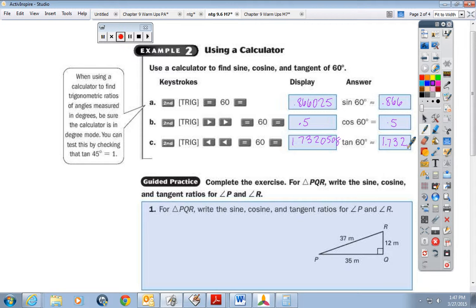Sine, cosine, tangent. So I think sine, so you hit that one first and then 60.